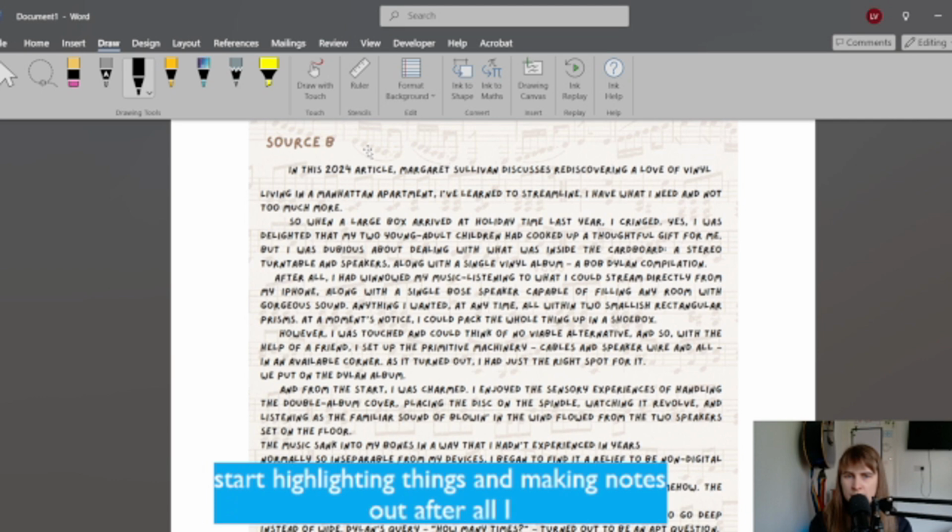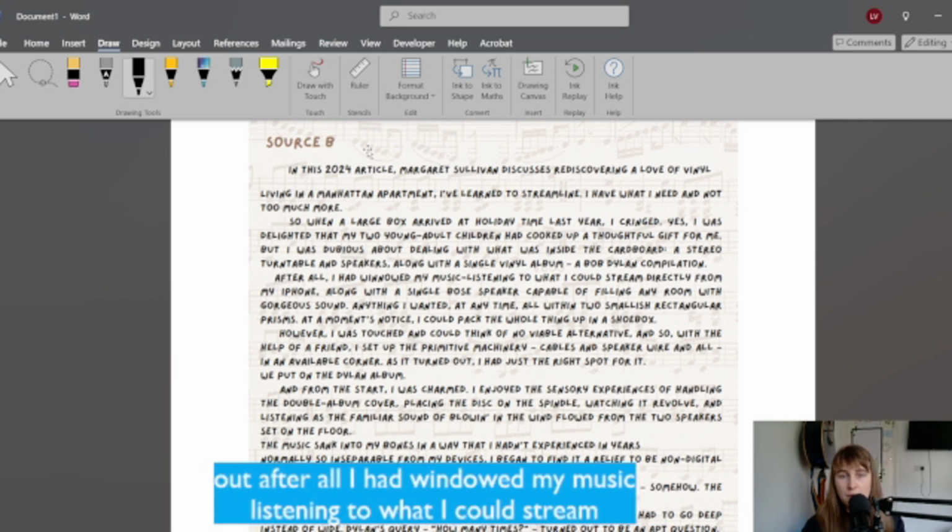After all, I had winnowed my music listening to what I could stream directly from my iPhone.